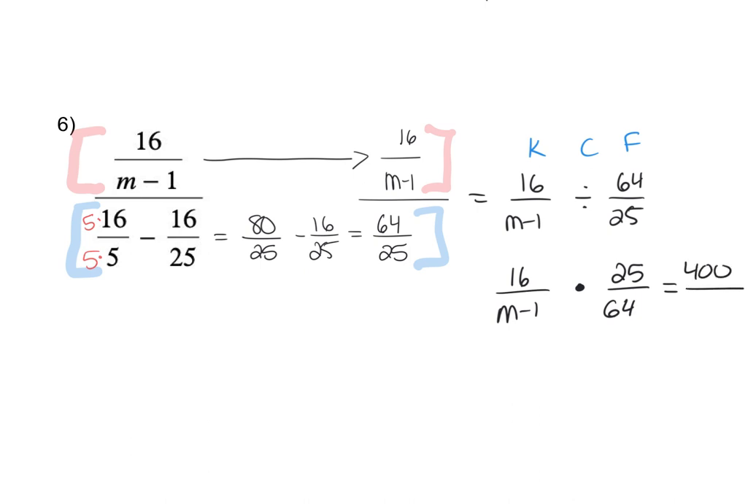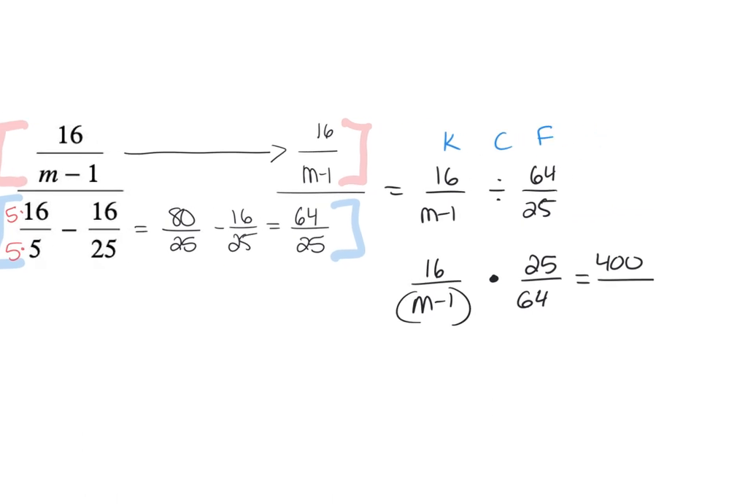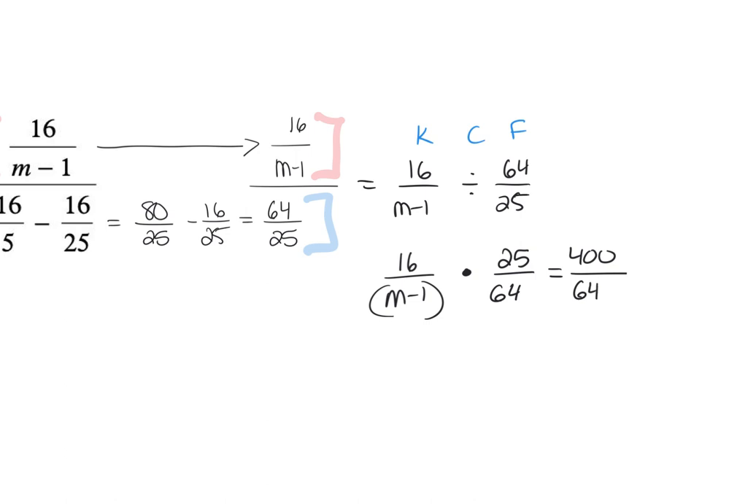Now, this one here, it's m minus 1 times 64. So we can leave it separate and write it as 64 times m minus 1 like this. I would recommend that because 400 over 64, we can reduce that fraction. So what did you say it was? 25 over 4. And then we still have our m minus 1.